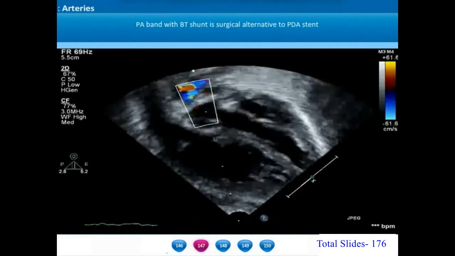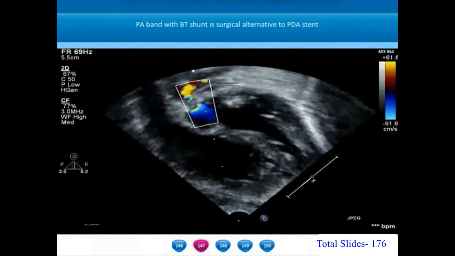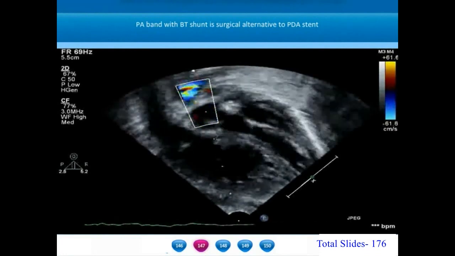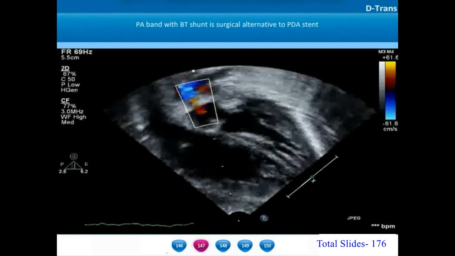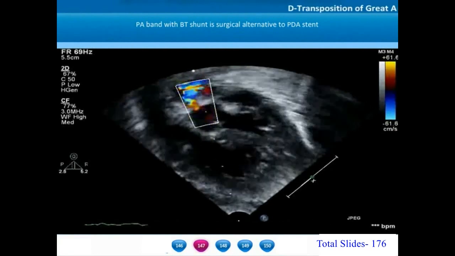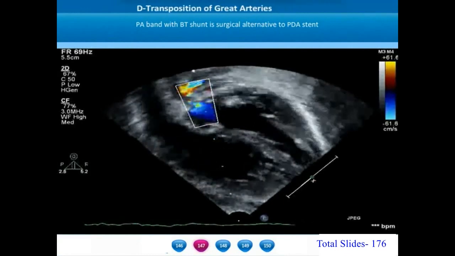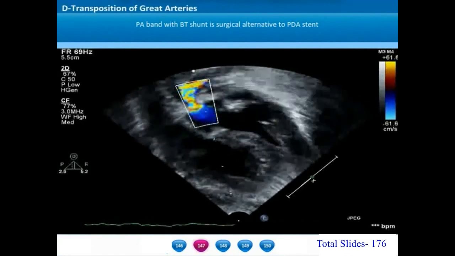Performing a pulmonary artery banding with BT shunt is the surgical method of retraining the left ventricle. In the apical four-chamber view, we can see a tight band in the middle of the main pulmonary artery, which gives rise to pressure overload of the left ventricle.